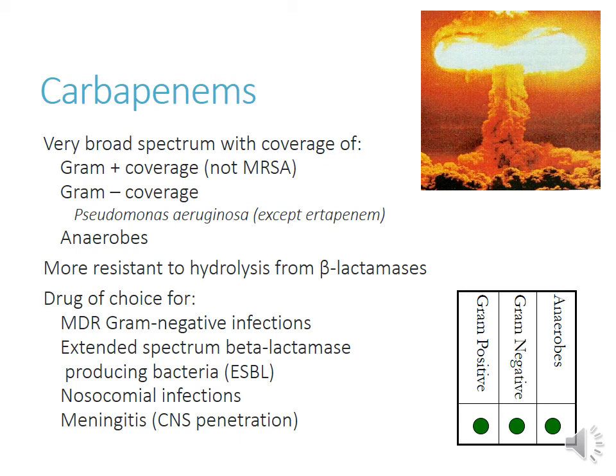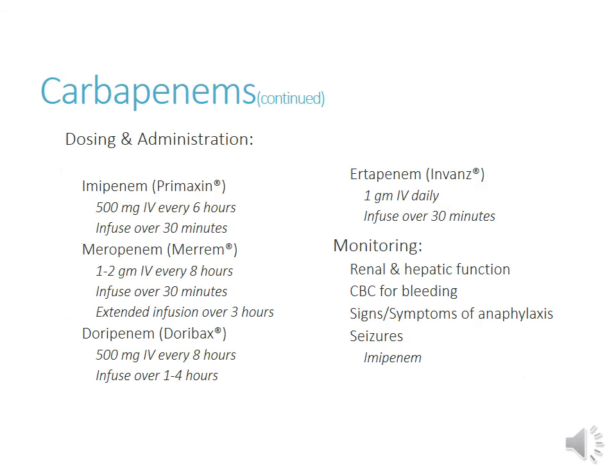Again, these have good CNS penetration, so they're good for meningitis, really good for nosocomial infections, things like ventilator-acquired pneumonias, and just multi-drug resistant bugs in general. Notice here they're very similar to other beta-lactams. They're going to be these time-dependent killers. They're going to be given several times throughout the day, usually every 6 hours, every 8 hours or so.